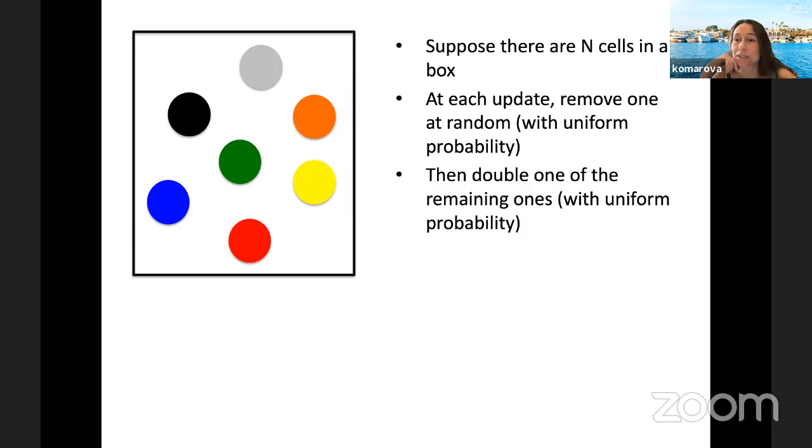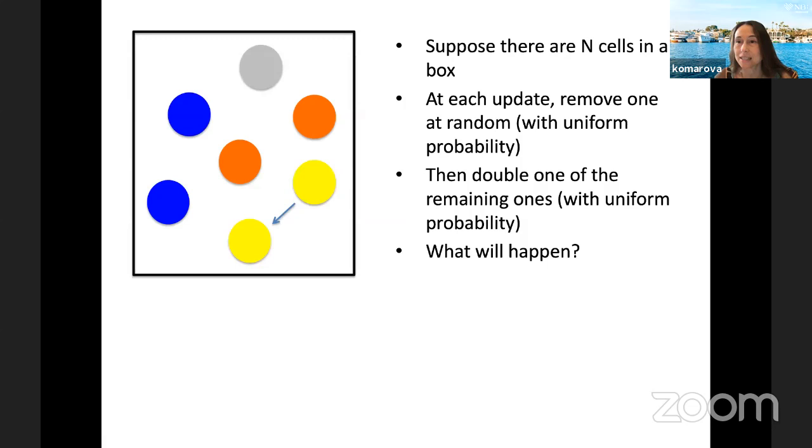Let's suppose that we have N cells in a box, and at each update, we remove one at random with uniform probability, and then double one of the other ones. And when the cell divides, when this circle doubles, it keeps its color. So this is similar to the process I already described that we use to model cellular turnover. So it kind of goes like this. We remove one and another one divides, right? Remove one and another one divides, like this. So my question to you is, what will happen as I keep doing this? Will this process go on forever, or does it have an end? And if it has an end, a result, what is the result?